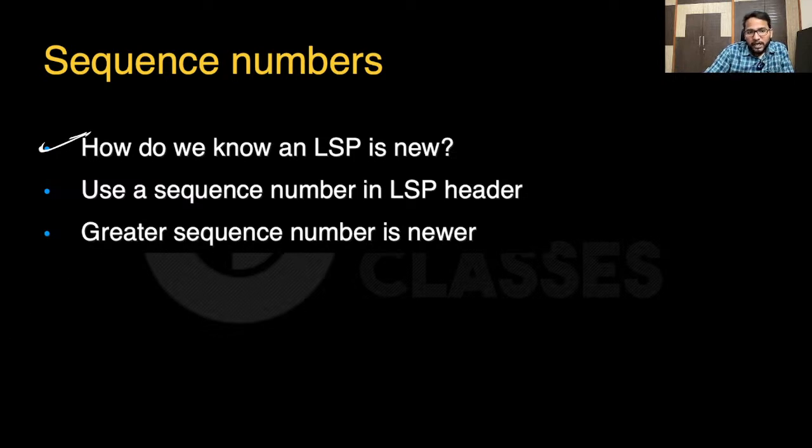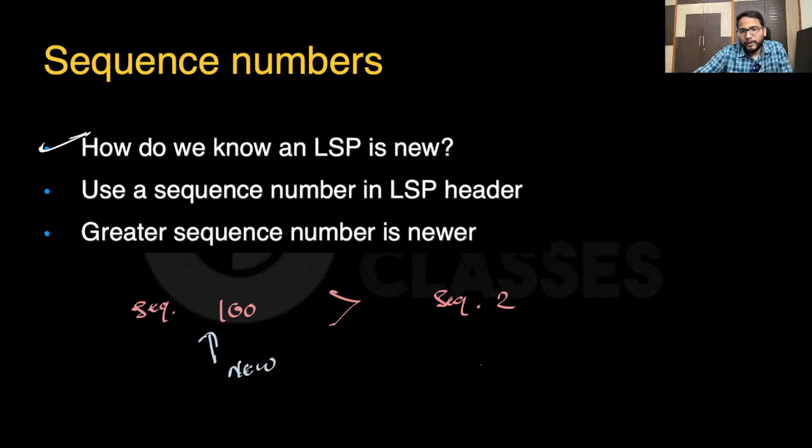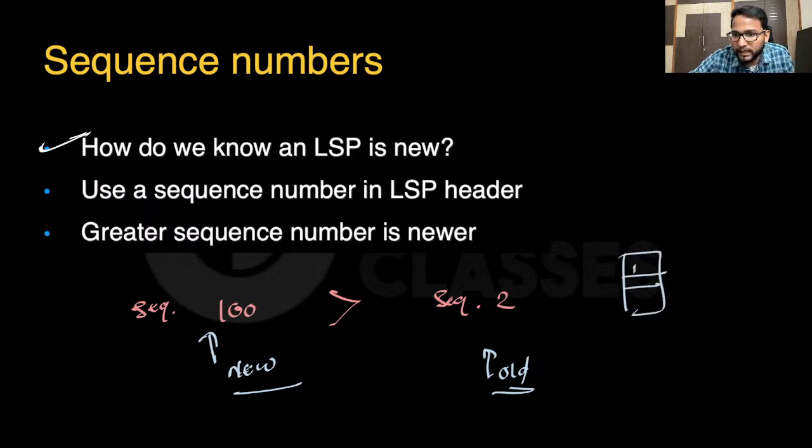Which means if some packet has sequence number 100 and some packet has sequence number 2, then the packet with the greater sequence number is the new packet, and I will say the other is an old packet. That's all. If I'm getting sequence number 2, and I have already seen sequence number 100, then I will discard this 2. I will know that it is a very old packet, right? That's why the sequence number is needed. I hope that is fine.